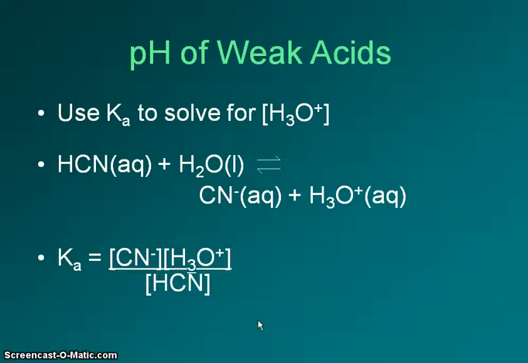So for the pH of a weak acid, you're going to use Ka, or your acid ionization constant, to solve for H3O+. Like in this one here, you've got HCN combining with water to make CN- and H3O+. So we're going to put our CN- ion times our H3O+ ion over our HCN. And again, water is excluded because it's a liquid. And then we will solve for our H3O+. This problem would give us values to be able to calculate our H3O+, and then once you have that, you could use your pH equation.